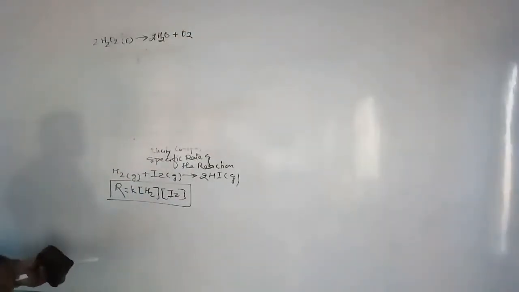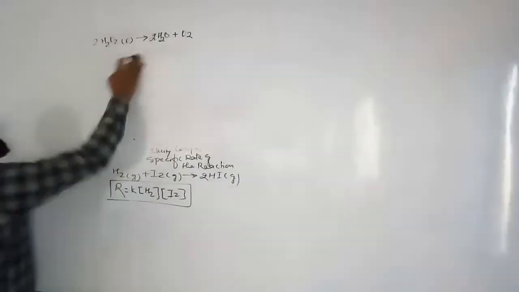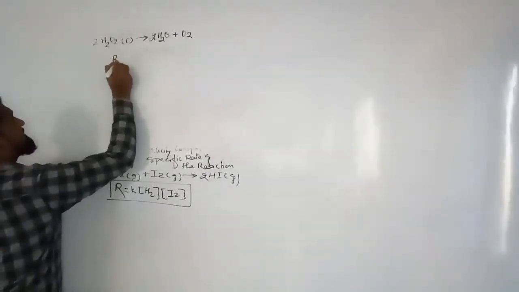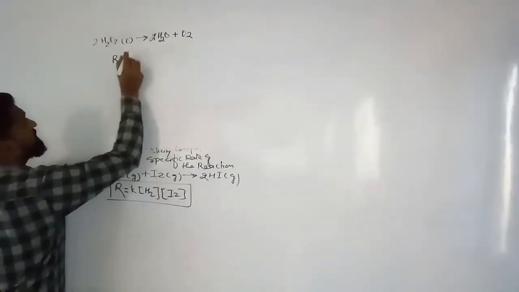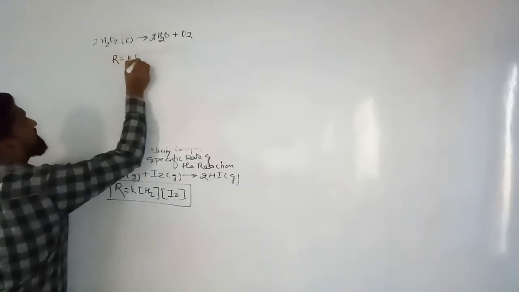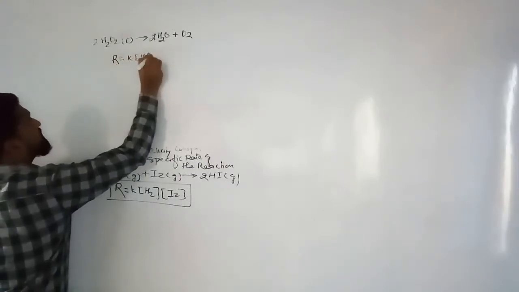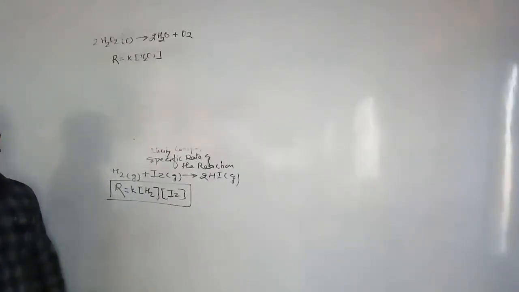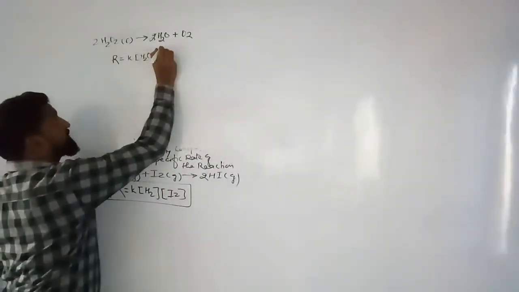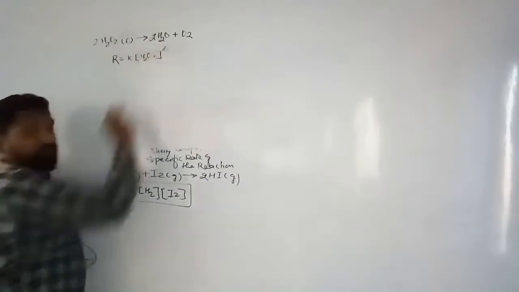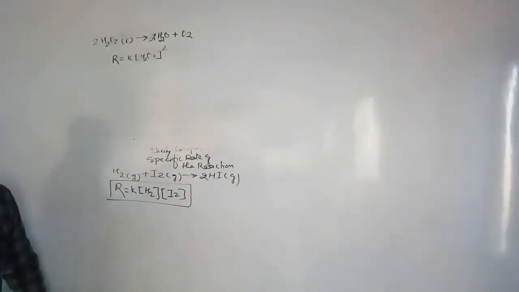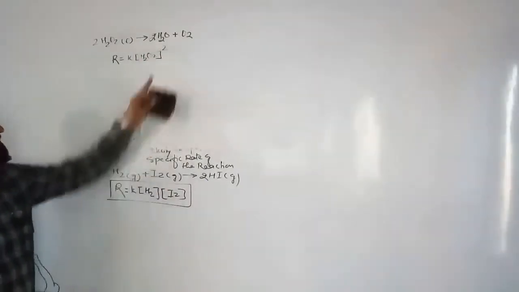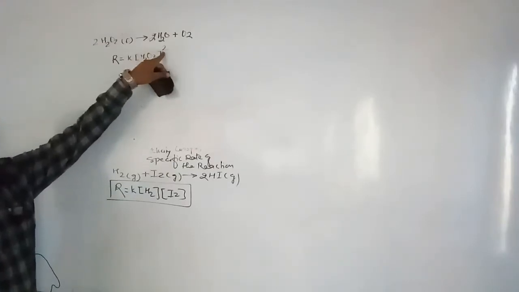Now for this reaction, experimentally it is found that the rate is like this: R is equal to K into H2O2. Actually, what should we write? We should write K into H2O2 raised to power 2 according to the law of mass action, but experimentally it is found that only one molecule appears.